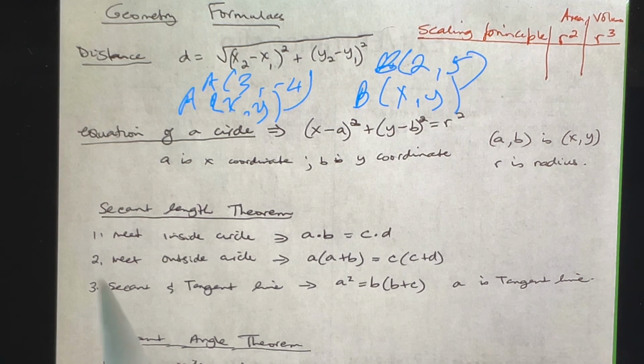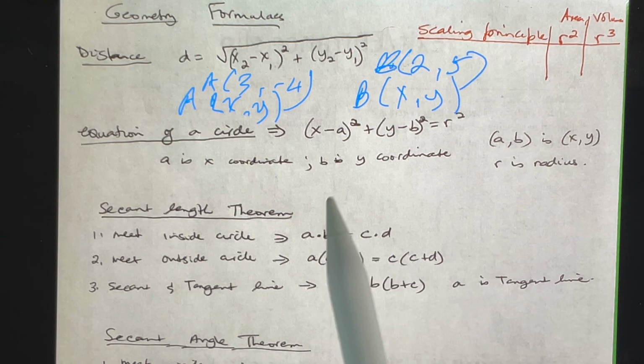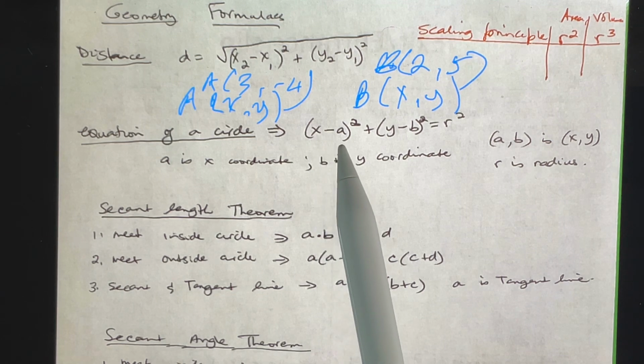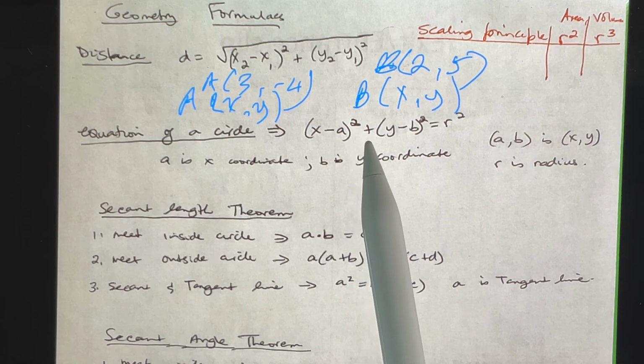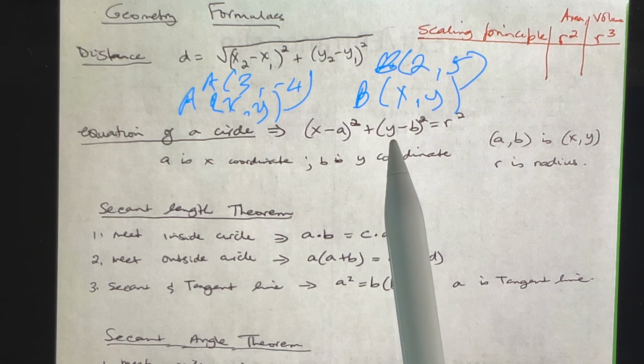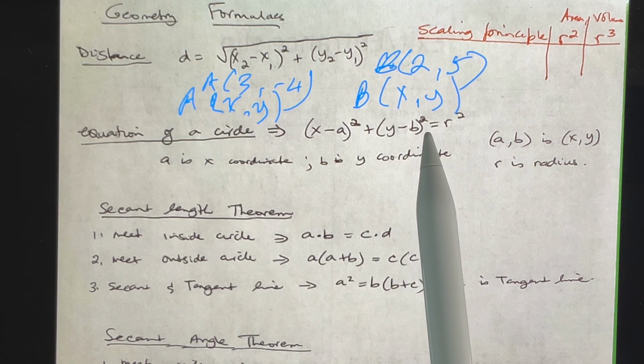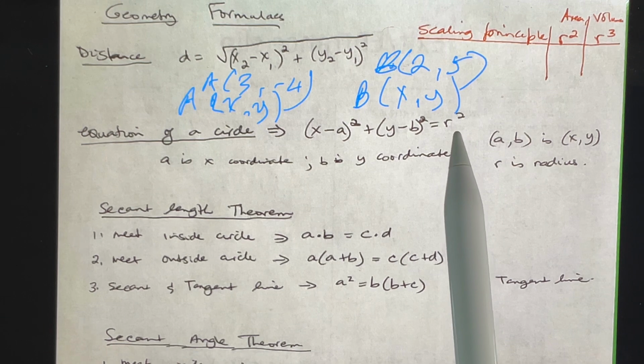The next one is the equation of a circle. Again, you need to know these formulas, right? They're not given to you in a reference sheet. Now, it's parentheses x minus a, close parentheses, raised to the second power, plus parentheses y minus b, close parentheses, raised to the second power, equals r squared.